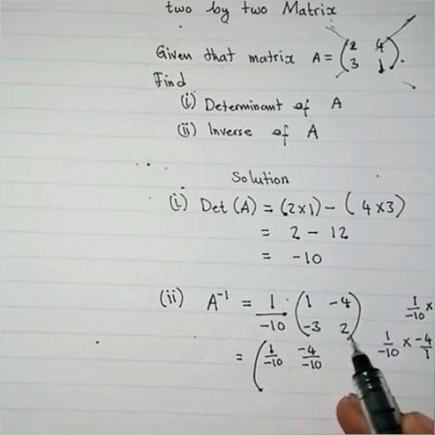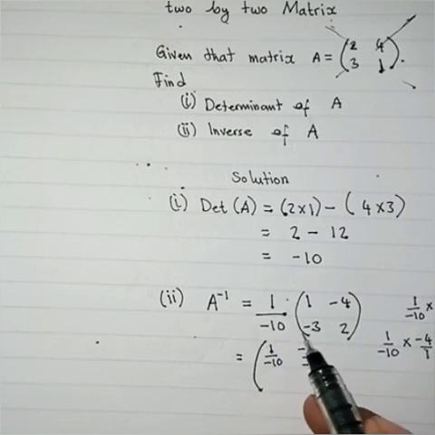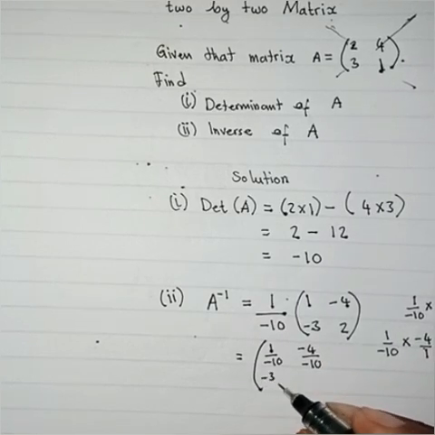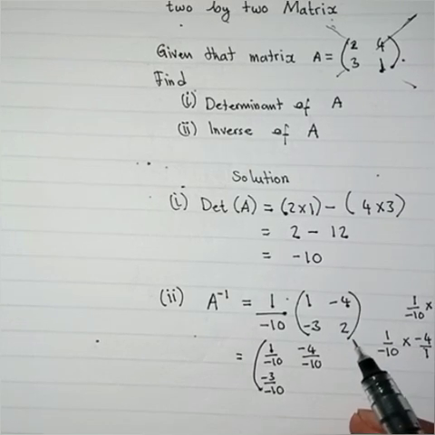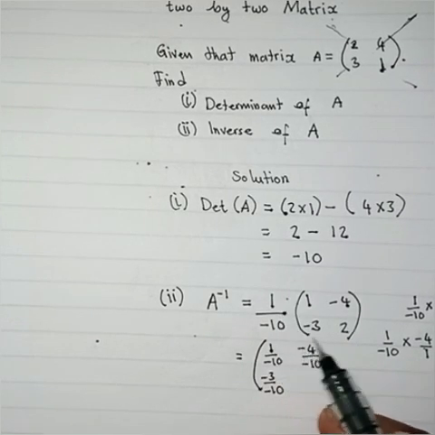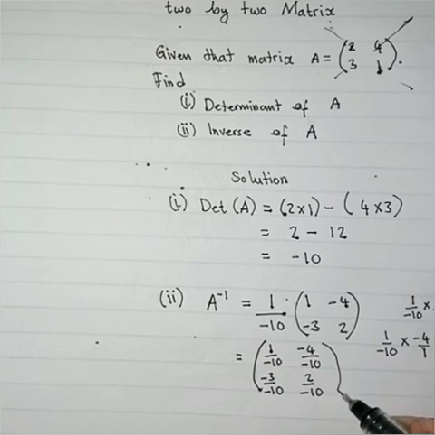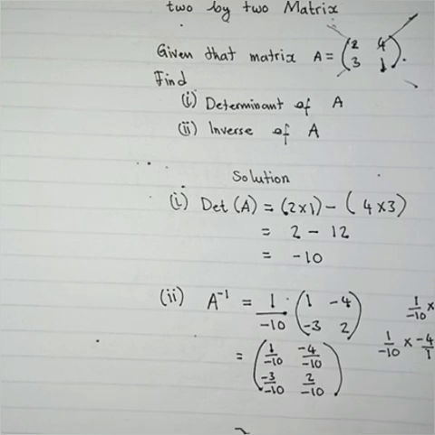We distribute with the terms in the second row. 1 over -10 times -3, this will give us -3 over -10, following the same rule. Then on the other side, we have 1 over -10 times 2, we get 2 over -10, like that. We close.